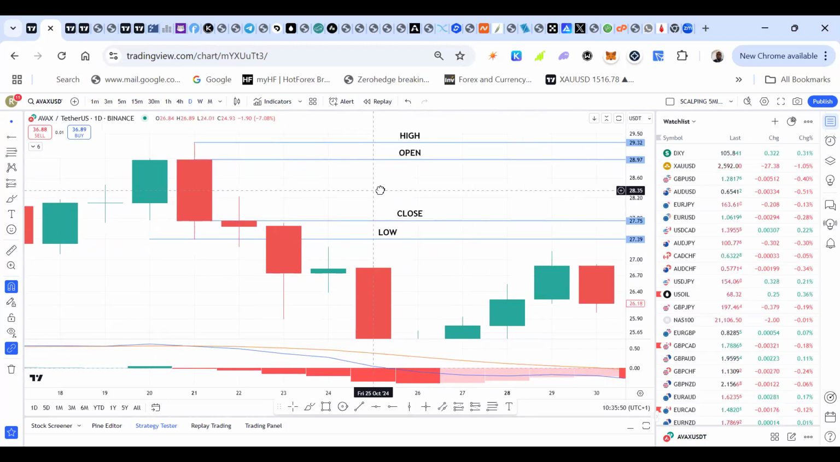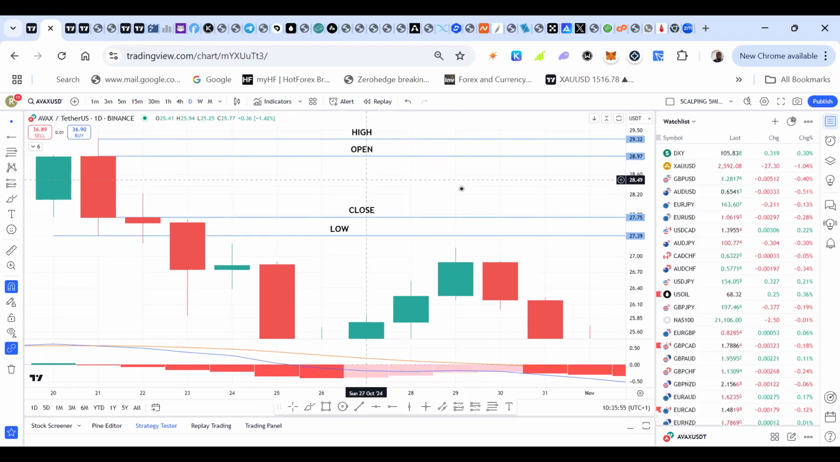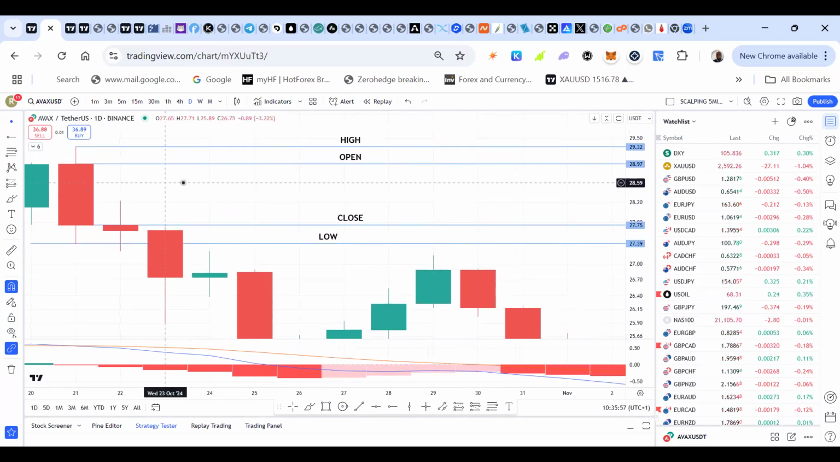So now let's look at a bull candle. Let's look at a bull candle. Okay, so now I'm going to take this one.